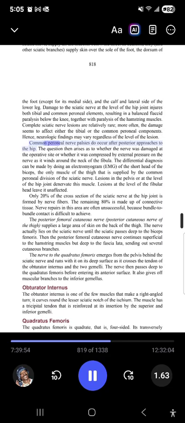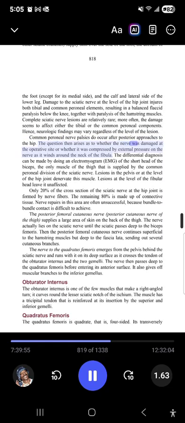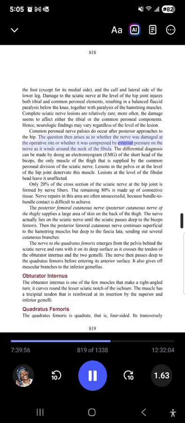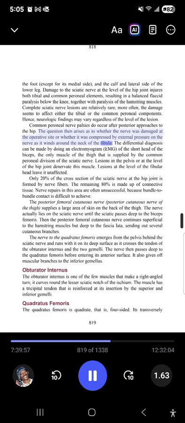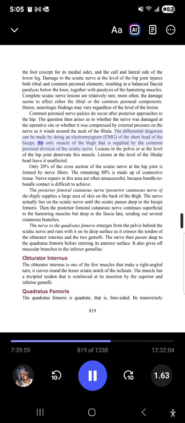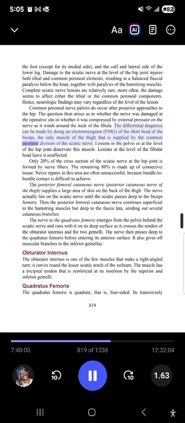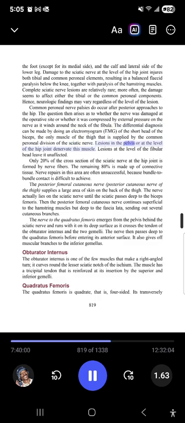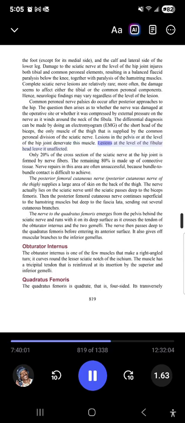Common peroneal nerve palsies do occur after posterior approaches to the hip. The question then arises as to whether the nerve was damaged at the operative site or whether it was compressed by external pressure on the nerve as it winds around the neck of the fibula. The differential diagnosis can be made by doing an electromyogram (EMG) of the short head of the biceps, the only muscle of the thigh that is supplied by the common peroneal division of the sciatic nerve. Lesions in the pelvis or at the level of the hip joint denervate this muscle. Lesions at the level of the fibular head leave it unaffected.